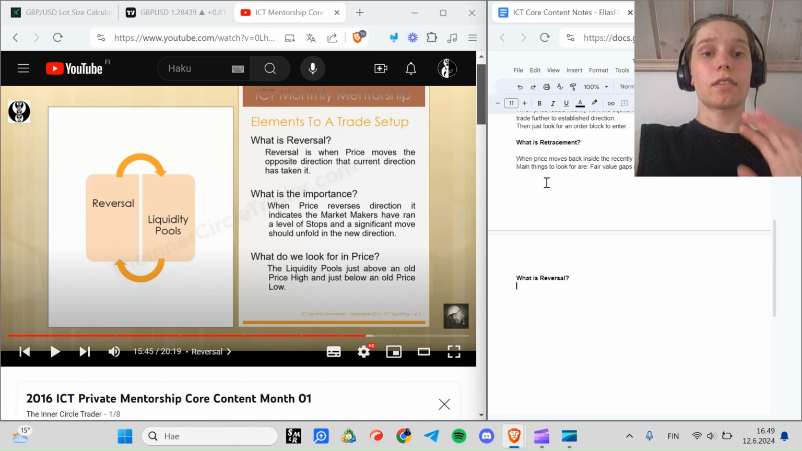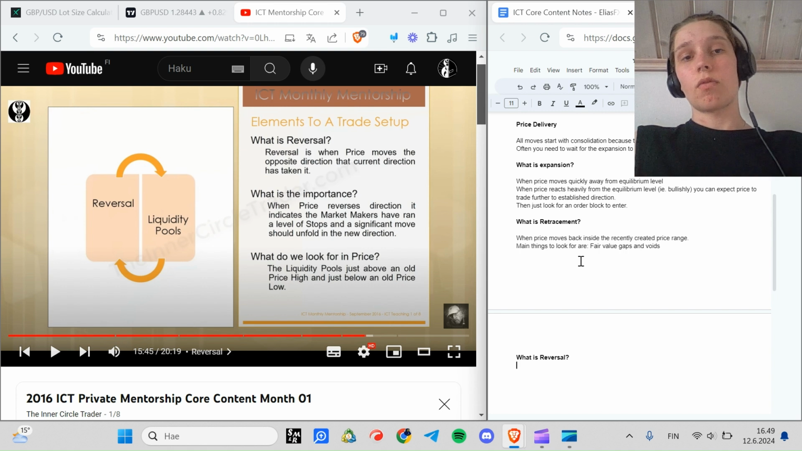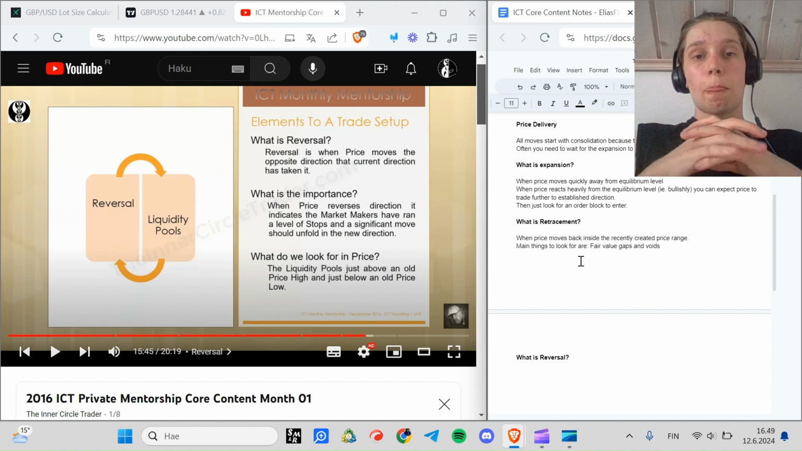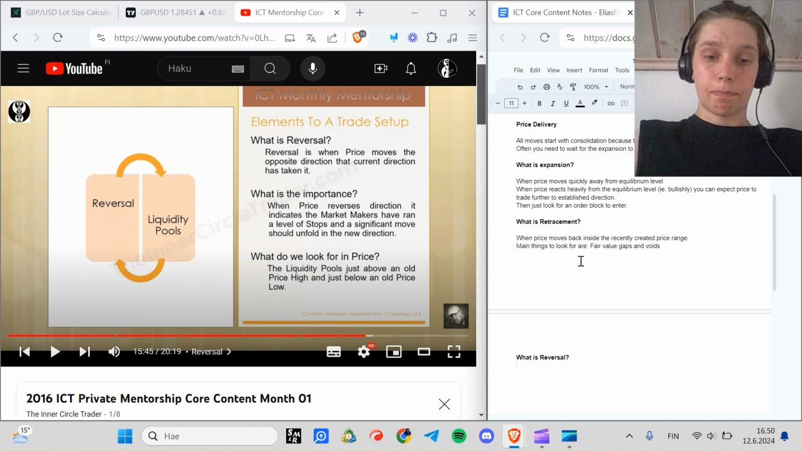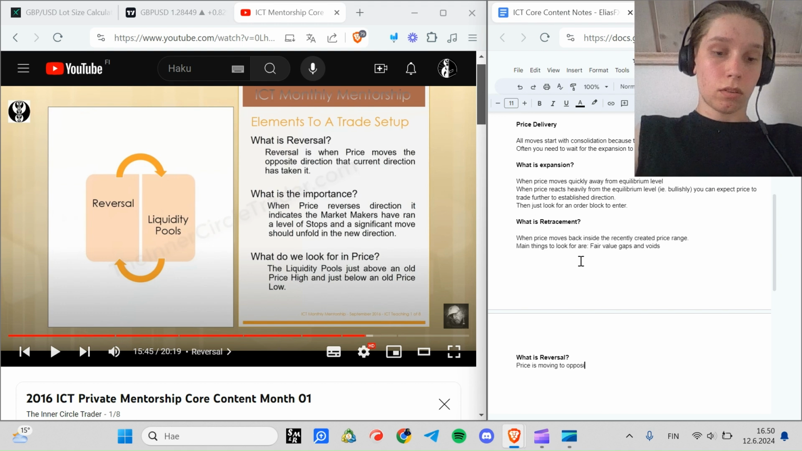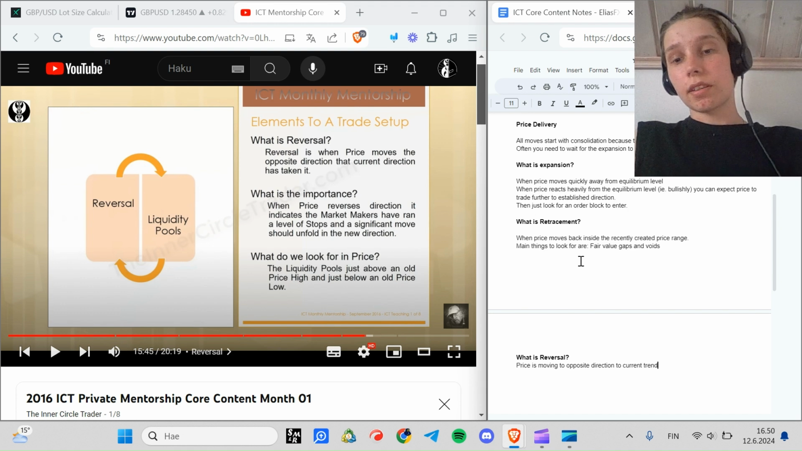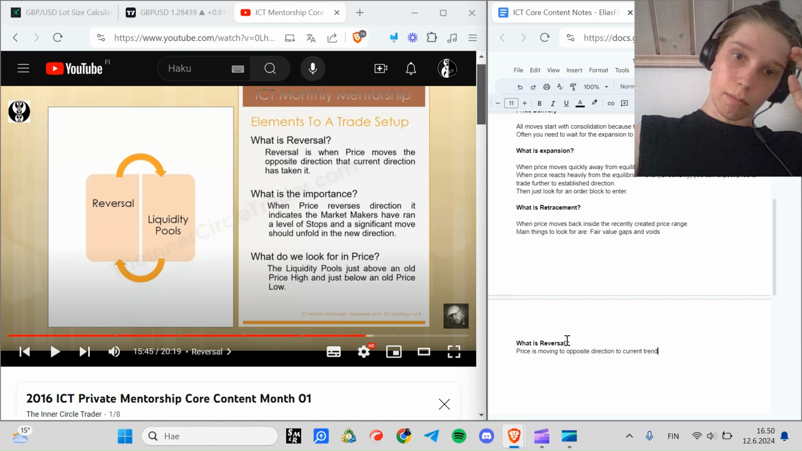So yeah, the next thing is reversal, and that's obviously when price is reversing and going contrary to the current trend. So reversal is when price moves the opposite direction that the current direction has taken it. So price is moving opposite direction to current trend. What is the importance of this?